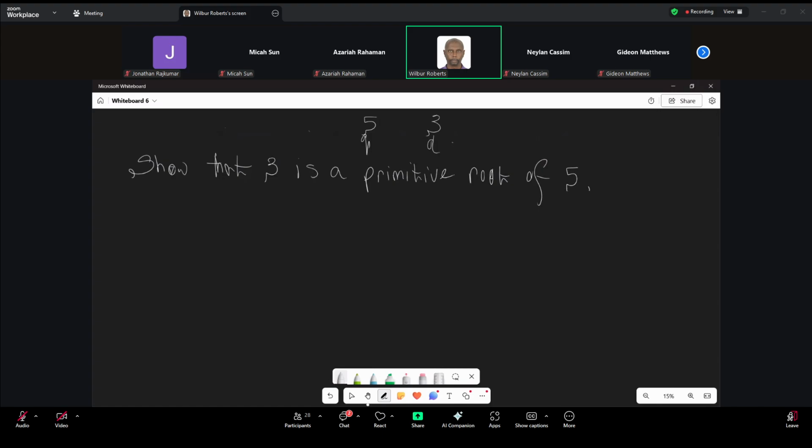First of all, we make a column, we call it N. And N will start from 1 to 1 less than 5, okay? So N will be 1, 2, 3, and 4. Good? Then we'll have another column for 3 to the n, and here will be 3 to the n mod 5. Good?